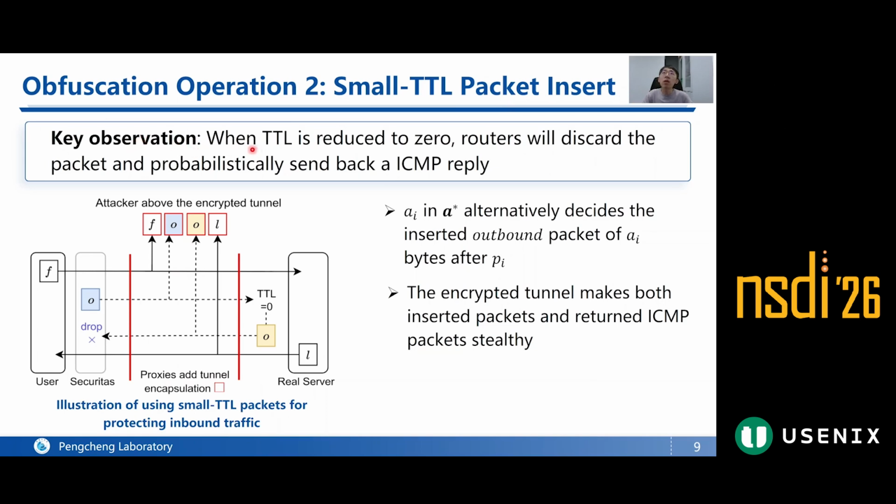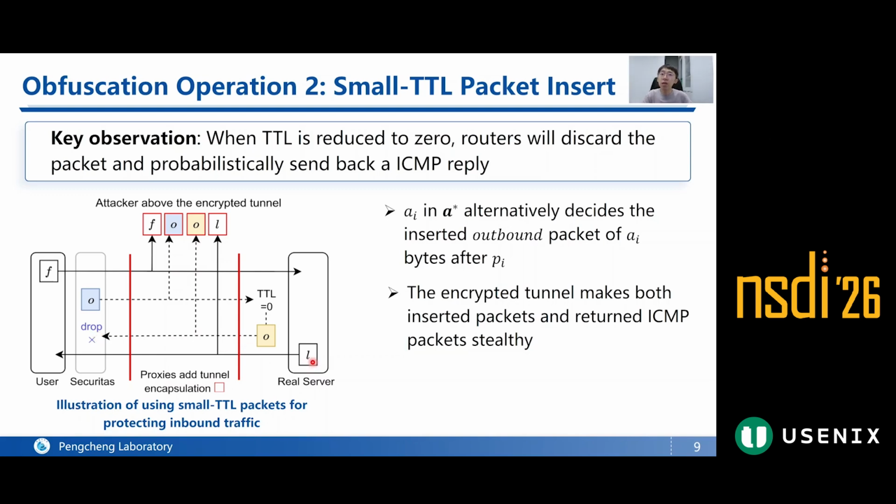When a packet's TTL is reduced to 0, routers will discard this packet and probabilistically send back an ICMP reply to the sender. This figure shows how we use it to mislead the attacker. The user may only send one packet, and our solution sends another small TTL packet. This small TTL packet will expire in the middle of the network and trigger an ICMP reply back to return.